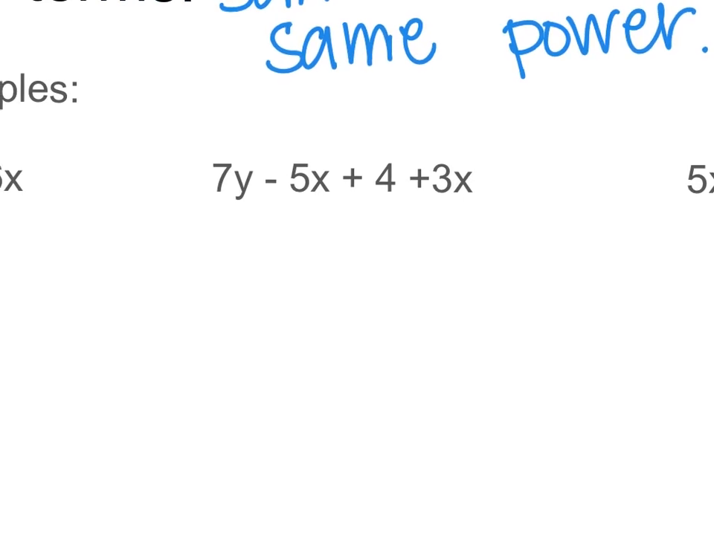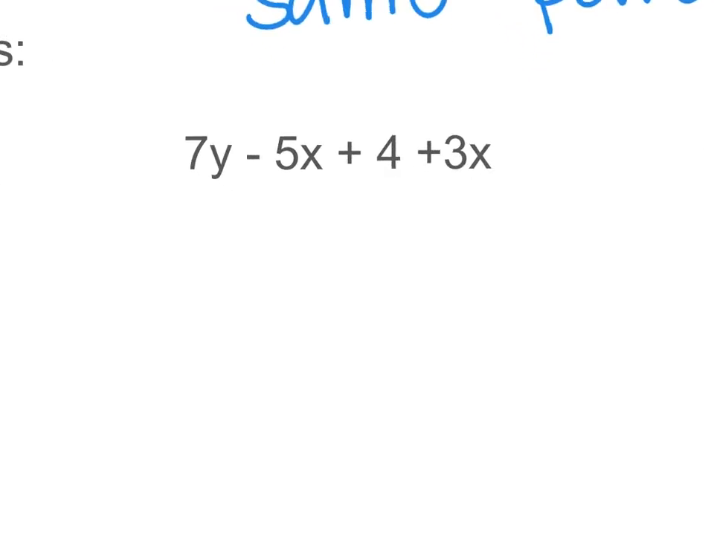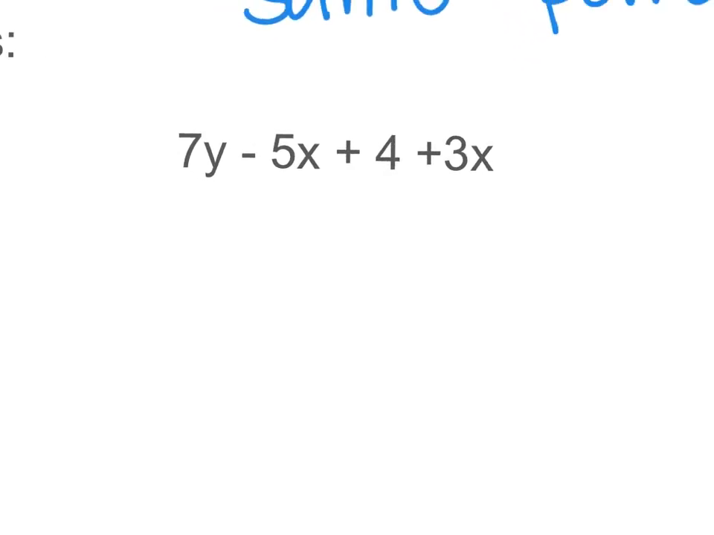Let's do a little bit more complicated of an example here. We have 7y minus 5x plus 4 plus 3x. So let's see. Do we have any other y's besides this guy? We do not. So we have 7y. We have to keep that. We can't combine that with anything. Nothing else fits into the net.